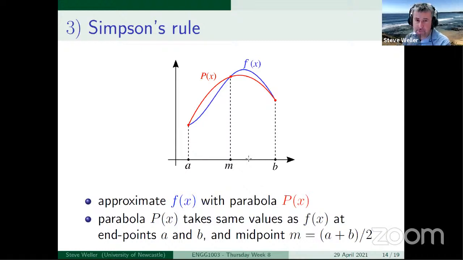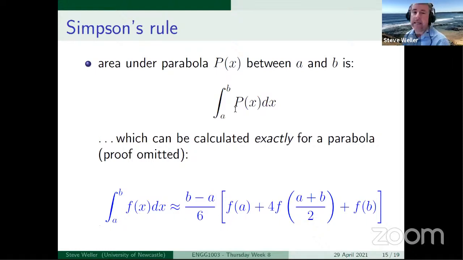And you might recall from high school that if you specify 3 points on a parabola, you've uniquely nailed that parabola down. So Simpson's rule starts from the approximation of an arbitrary function by a parabola. And the parabola intersects the function at the upper and lower limits of integration plus the midpoint. What good is that, you say? Well, the area under a parabola between those limits of integration a and b can be calculated exactly.